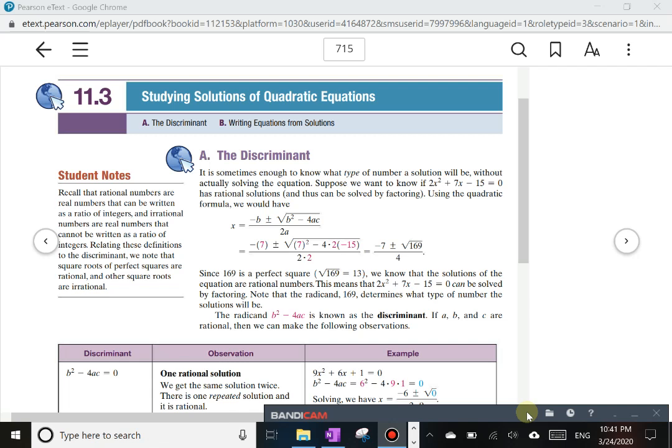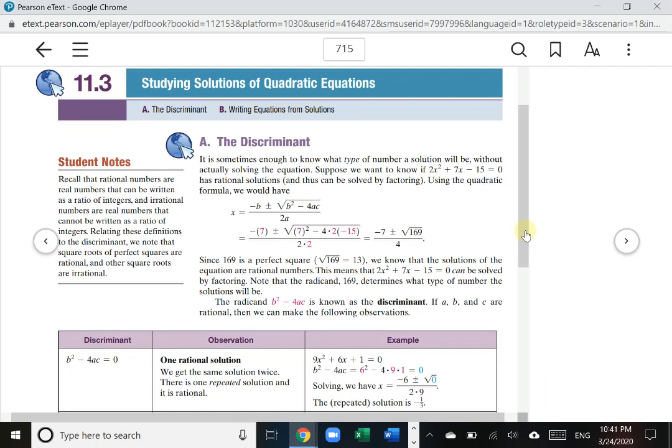So we don't really want to solve it. We could, but it's kind of a check. After we finish our work in this section, we'll be able to know what kind of solution we should expect out of a quadratic equation. So that's the objective of this section.